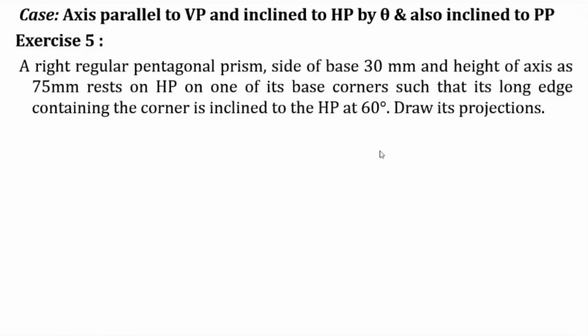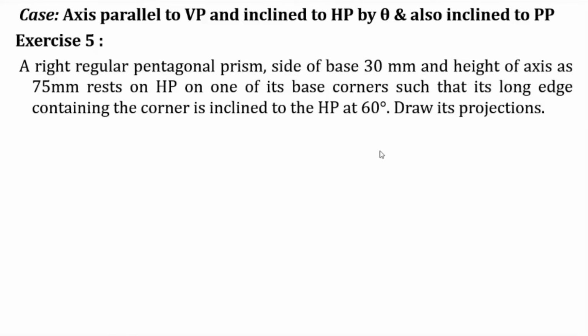Note it down. A right regular pentagonal prism, side of base 30 millimeter and height of axis 75 millimeter, rests on HP on one of its base corners such that its long edge containing the corner is inclined to the HP at 60 degree. Draw its projections.